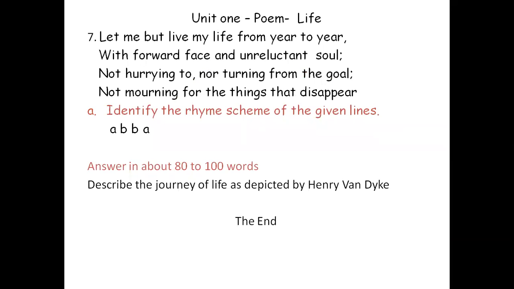Last words in all 4 lines: year, soul, goal, disappear. Therefore, the first line, year, and the fourth line, disappear, rhyme. Soul, goal. Therefore, the rhyme scheme is A, B, B, A. Answer in about 80 to 100 words. Describe the journey of life as depicted by Henry Van Dyke. That is the end of this poetry question. Poetry section.